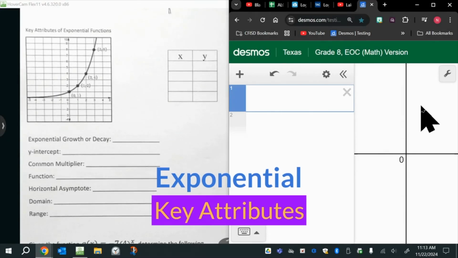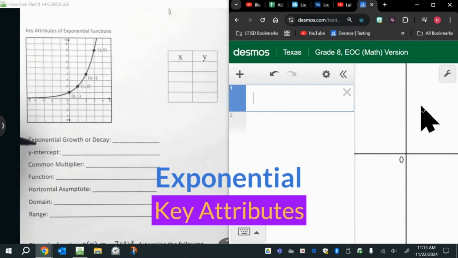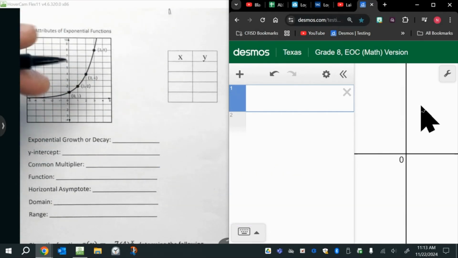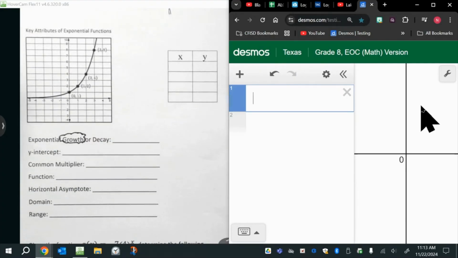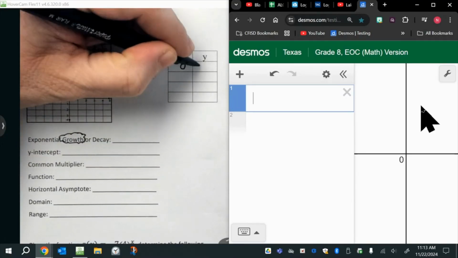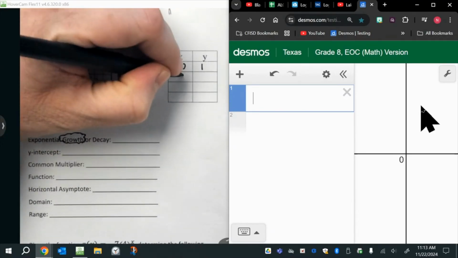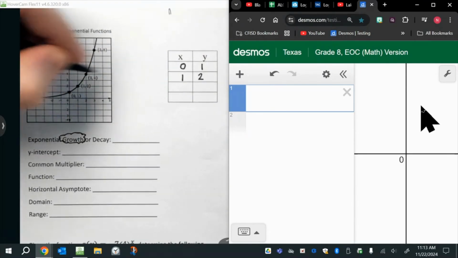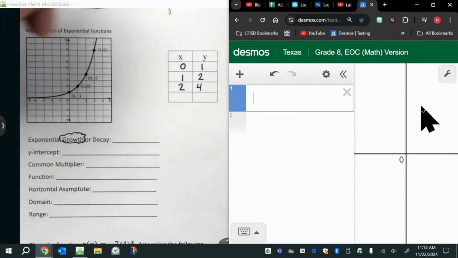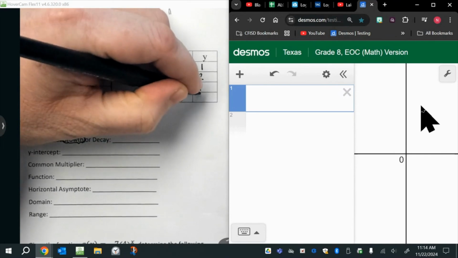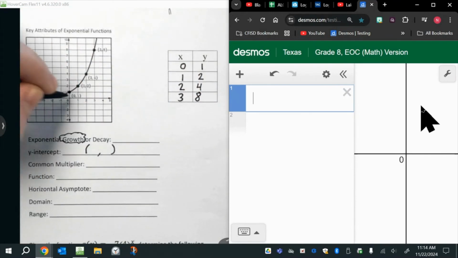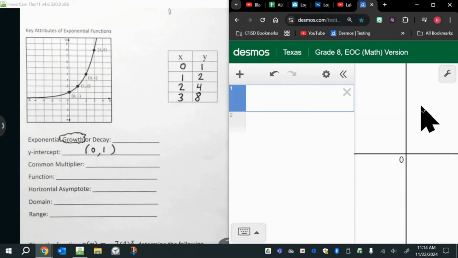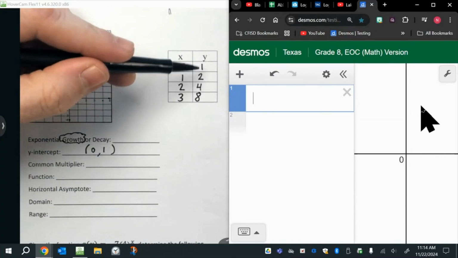Let's take a look. Is this function going to be growing or decaying? Well, as you go from left to right, it is going up, so this is what we would call growth. All right, and we'll go ahead and label these points. We have 0, 1, we have 1, 2, we have 2, 4, and we have 3, 8. Our y-intercept, that's our 0, 1. And our common multiplier is, how are we getting to each number here?